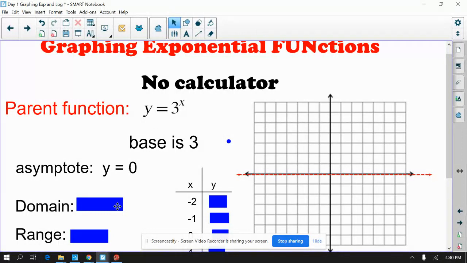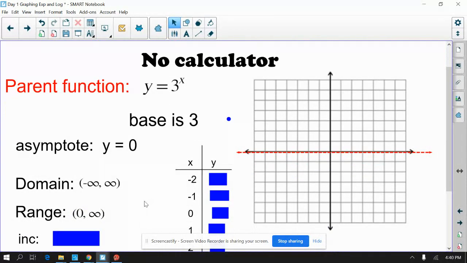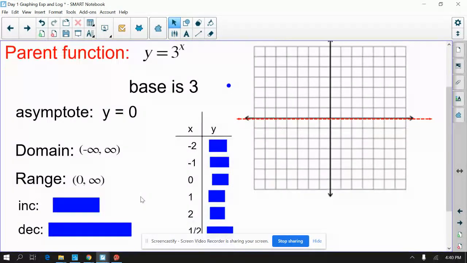The domain for all exponential functions is always all real. And the range, what are all the possible y's? Well, I'm starting with 3, and I'm just raising it to a number. So the result will always be positive, just 0 to infinity. And this is always increasing. If you read the graph from left to right, you will see that the y values keep on going up, up, up, up, and therefore it's never decreasing.